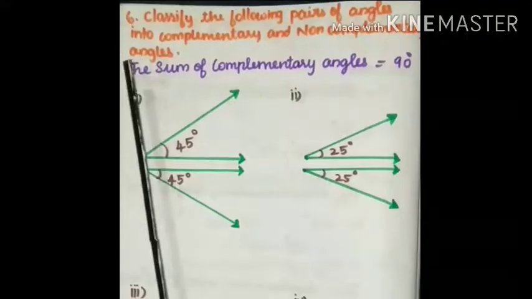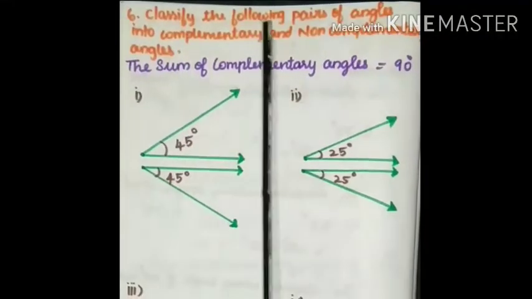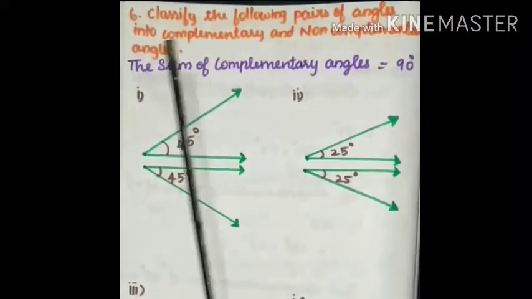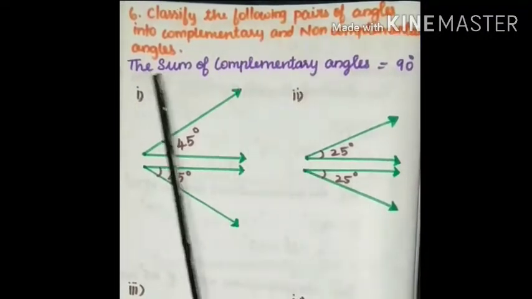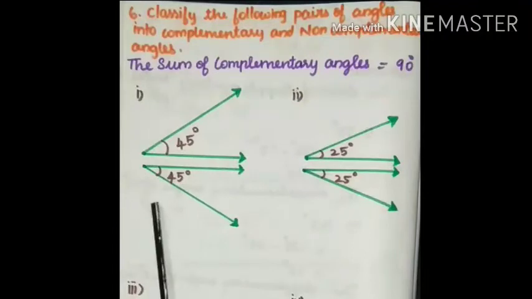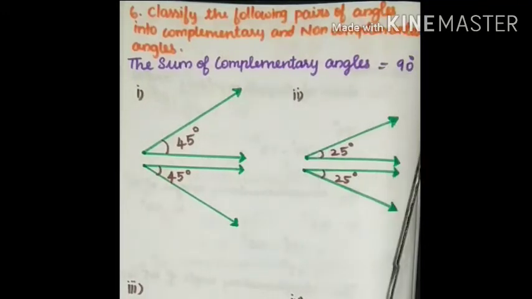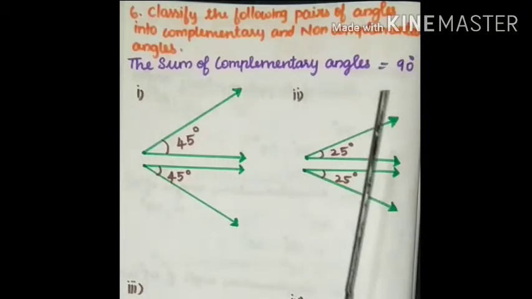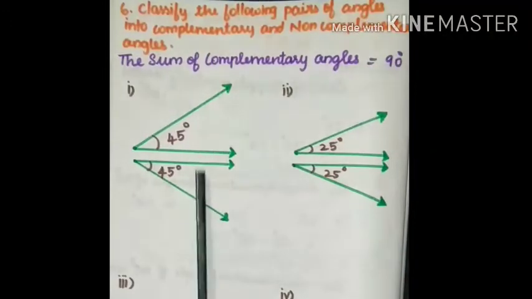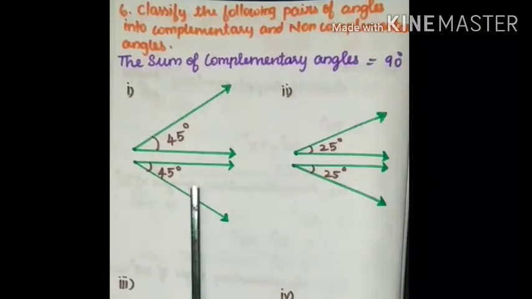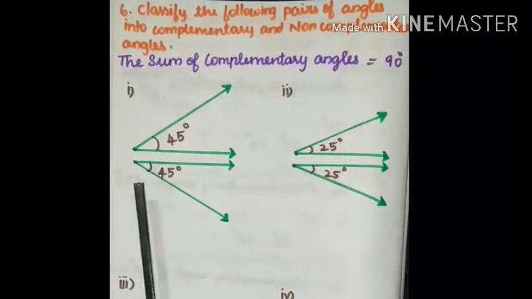Sixth question. Classify the following pairs of angles into complementary and non-complementary angles. From the following figures we are going to find which is a complementary angle and which is a non-complementary angle. As we already know, the sum of complementary angles is equal to 90 degrees. Two angles are complementary to each other if they add up to 90 degrees.